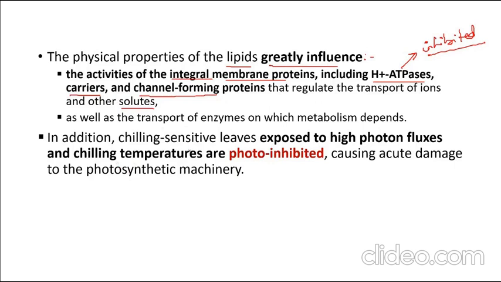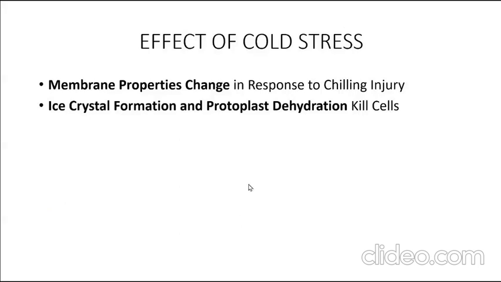Also, when the chilling sensitive leaves are exposed to high photon fluxes and chilling temperature, they are photoinhibited. So we saw in drought stress as well as in high temperature stress that the plant shows photoinhibition. Now the effect of cold stress: when the plants are exposed to low temperature, their membrane properties change, and ice crystal formation and protoplast dehydration occurs.